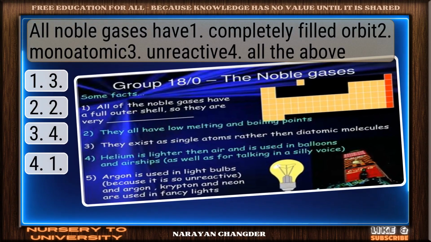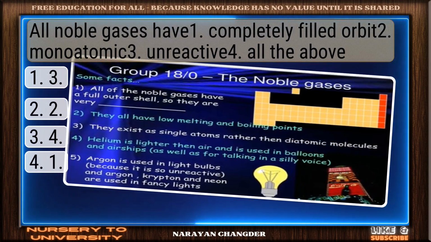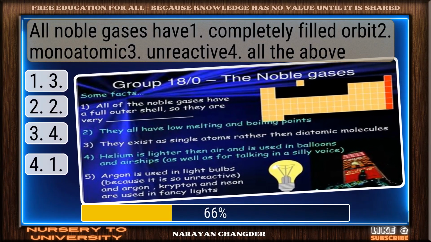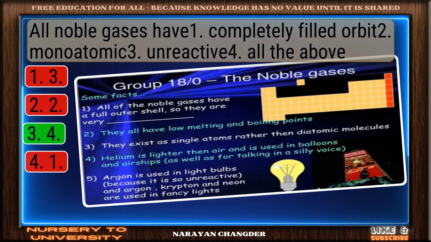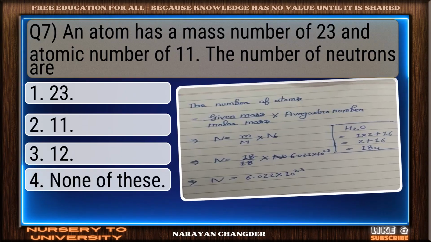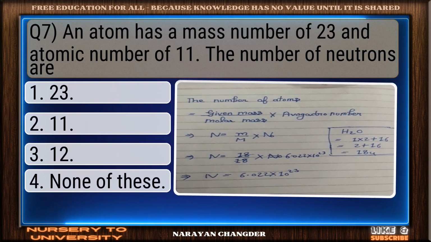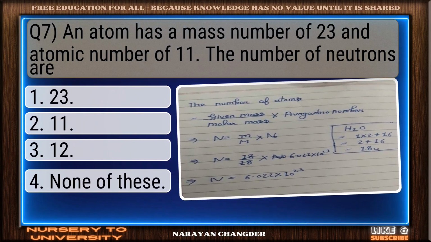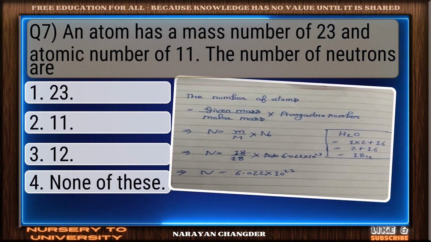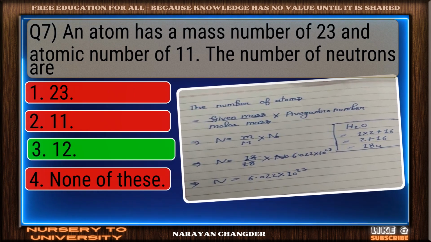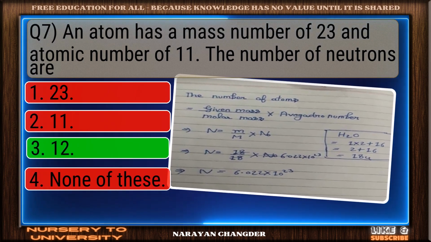Question number 48. All noble gases have 1, completely filled orbit, 2, monoatomic, 3, unreactive, 4, all the above. Bravo. 4 is the answer. Question number 49. An atom has a mass number of 23 and atomic number of 11. The number of neutrons are? On track. 12 is the correct answer.